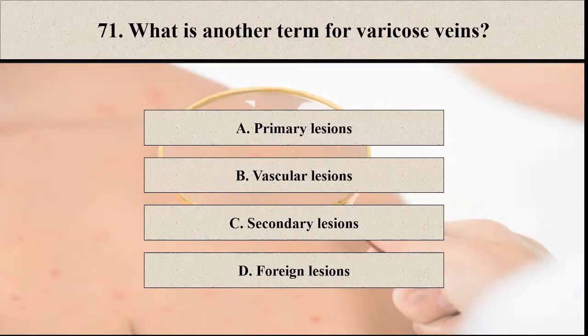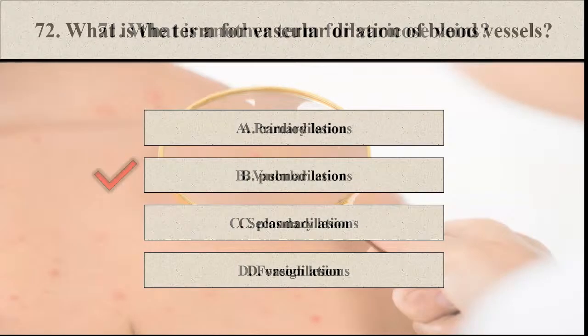What is another term for varicose veins? Is it primary lesions, vascular lesions, secondary lesions, foreign lesions? If you chose B, vascular lesions, you are correct.